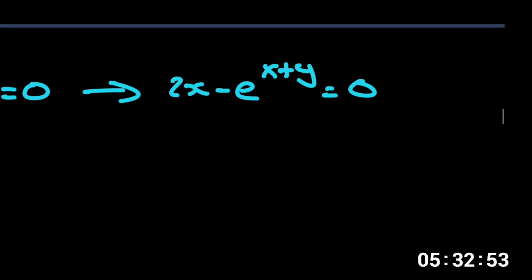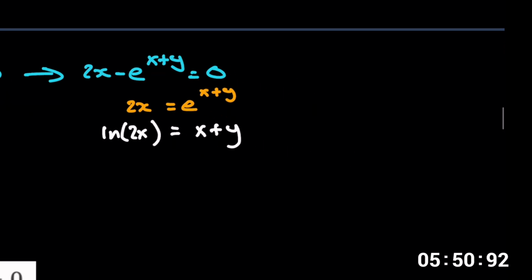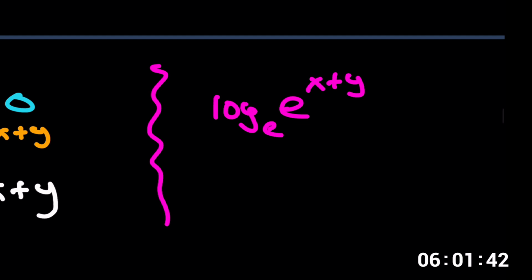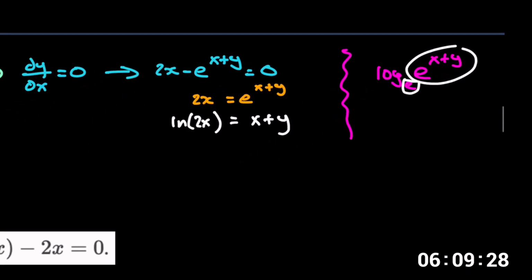What I can do here is move the e to the power of x plus y to the right, and we can take natural logs of both sides. The natural log of an exponential will just result in x plus y. Just to the side here, if you're taking natural log base e of e to the x plus y, what you're saying is: what do we raise the power e by to give us this expression? And the answer is x plus y. They're inverse relations to one another, so they cancel out.